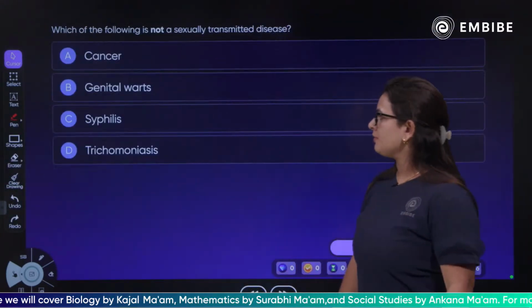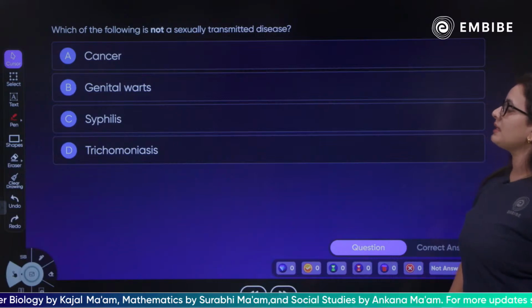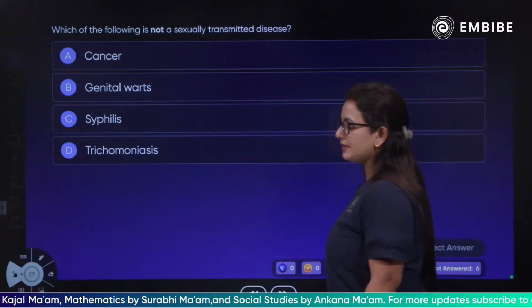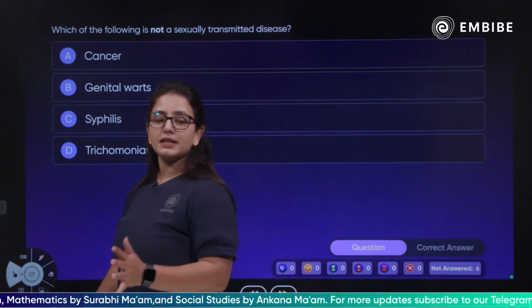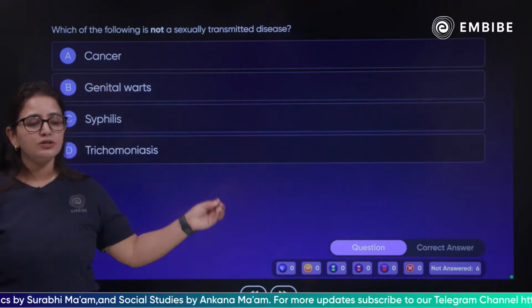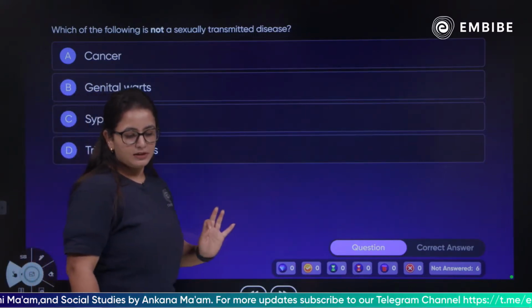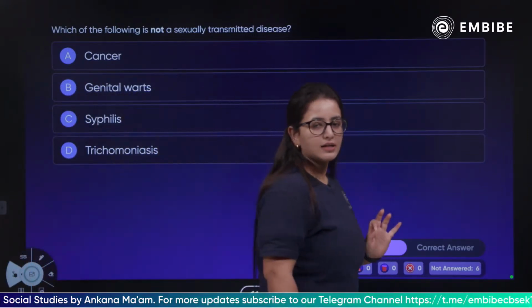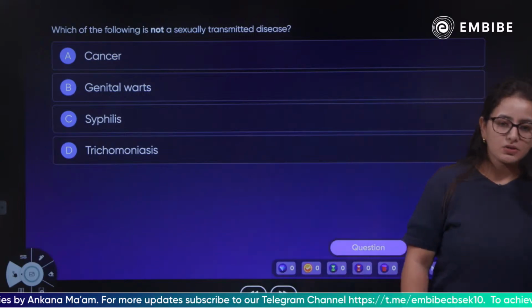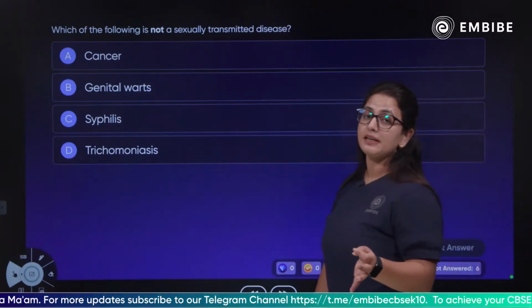Next, we have a question. So children, among them, which is not a sexually transmitted disease, बहुत ही simple question है। बता दो इनमें से कौन सी ऐसी disease है जो sexually transmitted नहीं होती? This is very simple. I want your answer. Yes? इनमें से कौन सी disease है जो sexually transmitted diseases नहीं है?